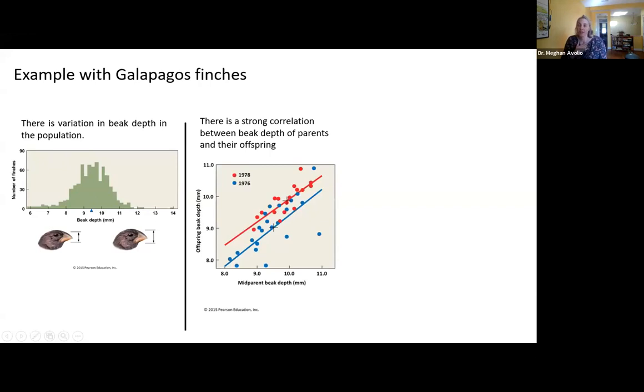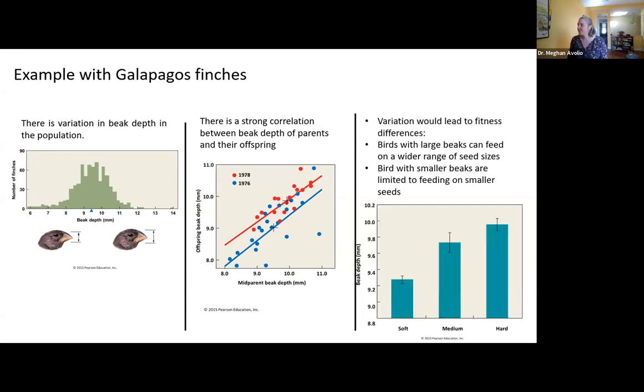The second thing is I said that this variation had to be heritable, and they did very meticulous work to link the beak depth of the parent and the beak depth in the offspring. And what you see here are strong correlations. So parents that had smaller beaks had offspring with smaller beaks, and parents with bigger beaks had offspring with bigger beaks. So this is really good evidence that the trait is heritable.